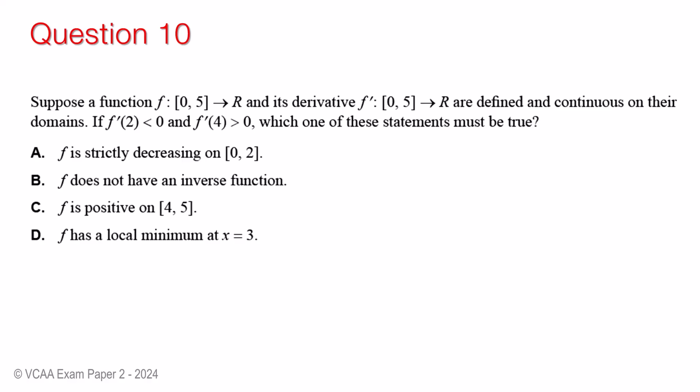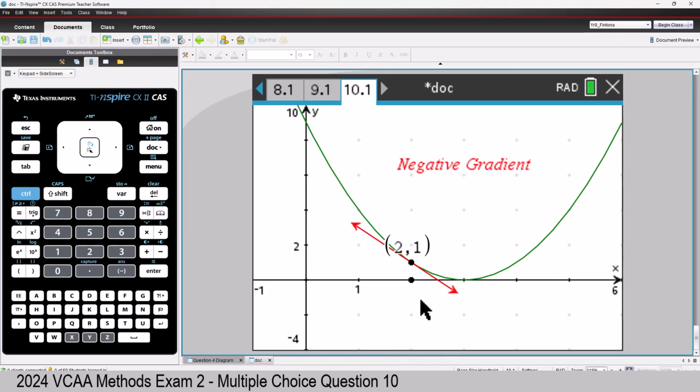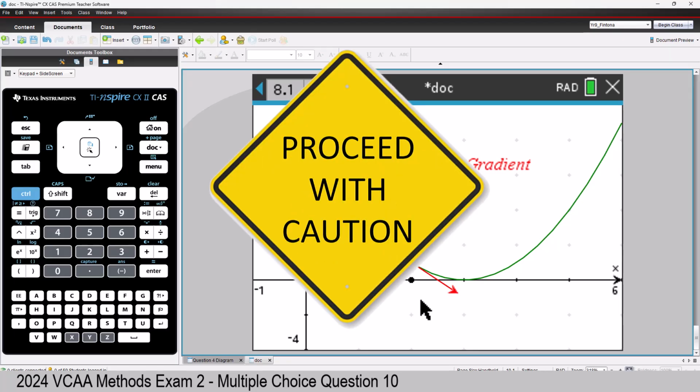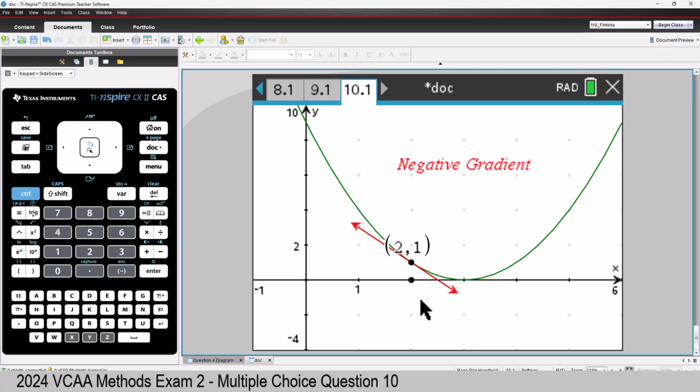It's not necessary to use your calculator for this question. However, I have created a graph so we can head straight to the understanding part. The graph I've created is a relatively simple one, a parabola, which is dangerous, but we will proceed with caution. The graph is defined and continuous over the interval from 0 to 5, so too the derivative.